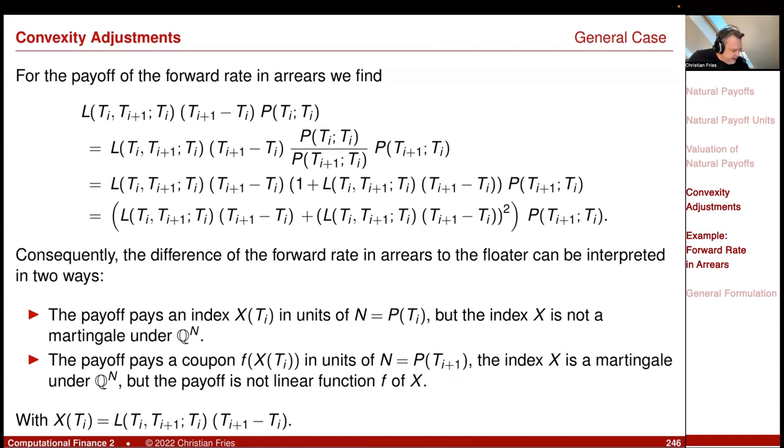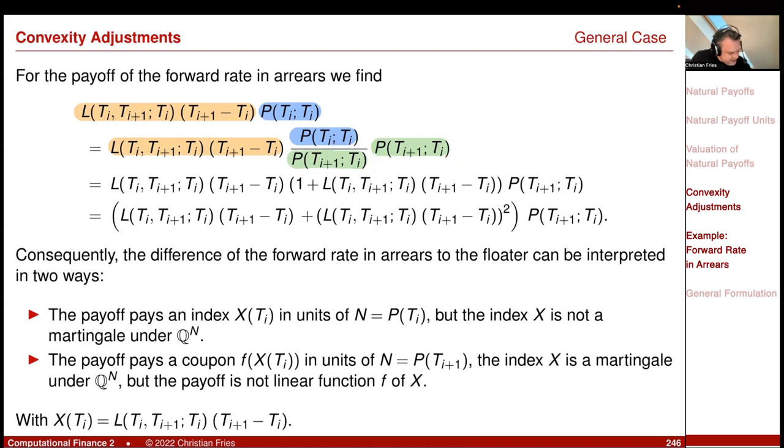So what do we have? I pay now L times T_{i+1}. Maybe I use that color here for my index, multiplied with the wrong unit P(T_i), everything observed in T_i. This is paid in T_i. If you plug in now the change of units, so I just divide here with the natural one, and I multiply here again with the natural one, then you see that the ratio that I have here in front is actually the change of unit that has been applied to the natural payoff, where you pay the index in units of the zero coupon bond that pays at the end of the period.